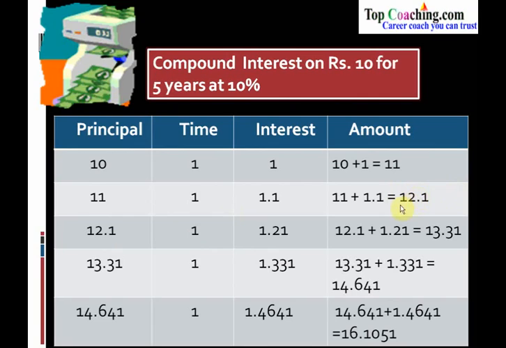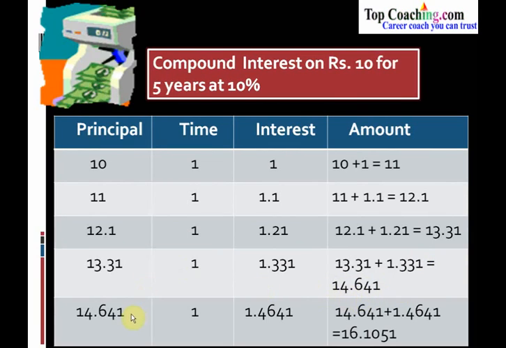Now this 12.1 rupees becomes the principal for the third year. So 12.1 is the principal for the third year, time is 1 year, and now the interest is calculated on this principal amount and that is equal to 1.21 rupees. So principal plus interest is 12.1 plus 1.21, which is equal to 13.31. So the amount after the third year becomes 13.31. In the case of simple interest, it was 13 rupees. Now this amount becomes the principal for the fourth year. So 13.31 is the principal, time is 1 year, and the interest calculated on this principal is 1.331. And so the amount is 13.31 plus 1.331, which is equal to 14.641.